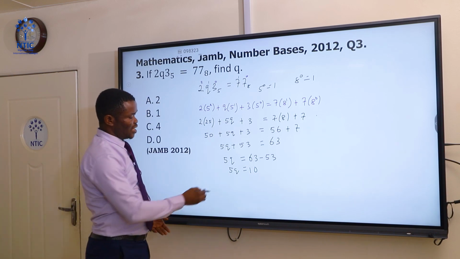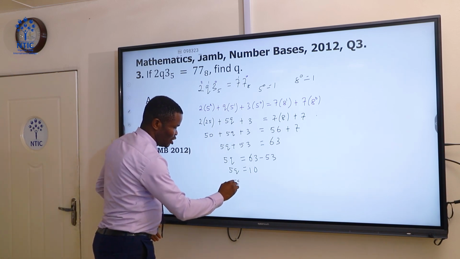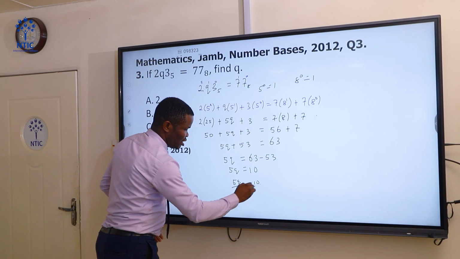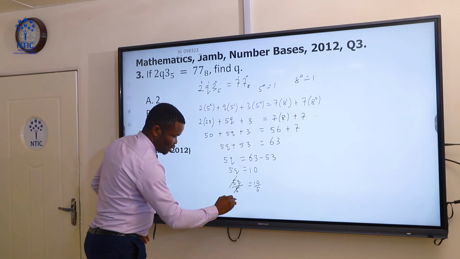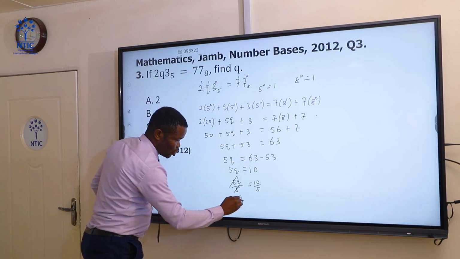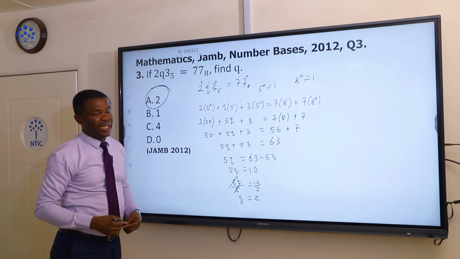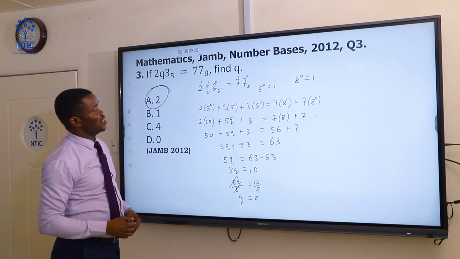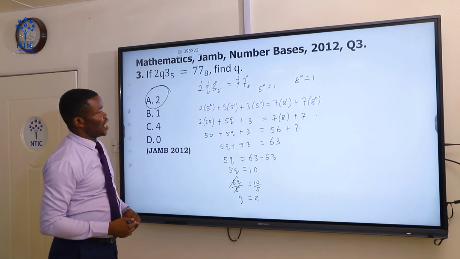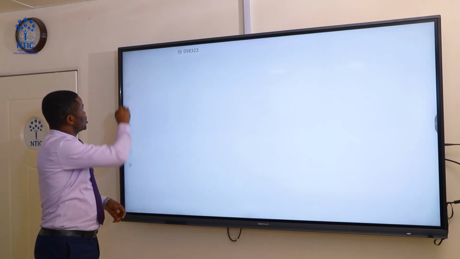So we can go ahead and divide both sides by 5. And that's 1, 1 times q, q. So the answer becomes 2. So the answer is A. So this is it. So we are going to the next question now. Next question is this.